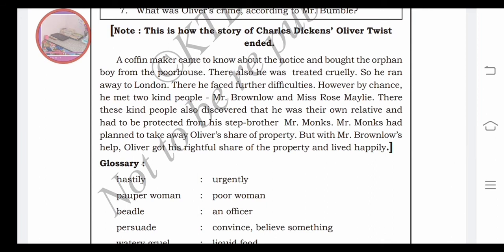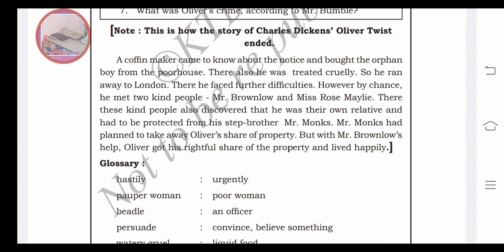A coffin maker came to know about the notice and bought the orphan boy from the Poorhouse. He was treated cruelly, so he ran away to London. There he faced further difficulties. However, by chance he met two kind people, Mr. Brownlow and Miss Rose Maylie. They discovered that he was their own relative and had to be protected from his step brother, Mr. Monks. Mr. Monks had planned to take away Oliver's share of property, but with Mr. Brownlow's help, Oliver got his rightful share of the property and lived happily.